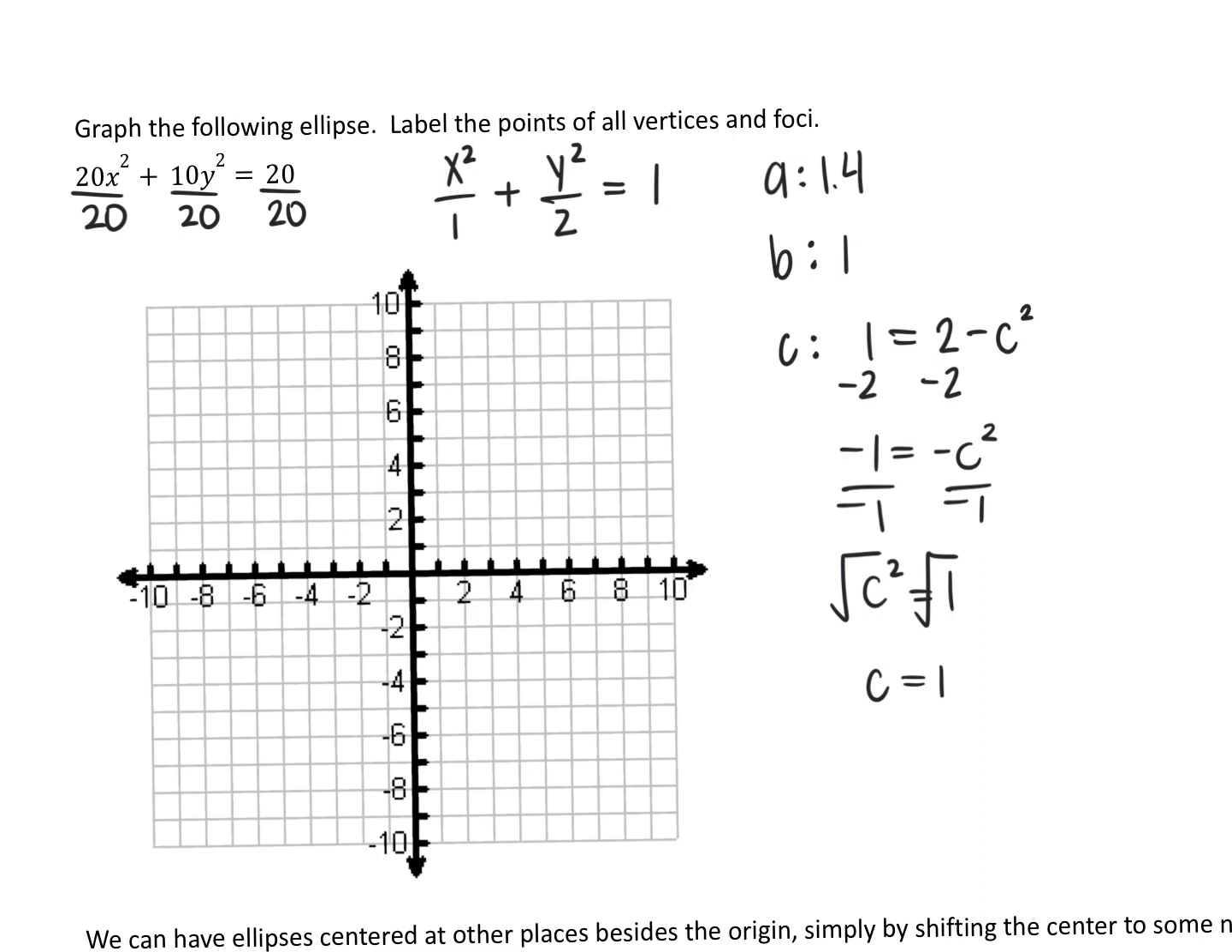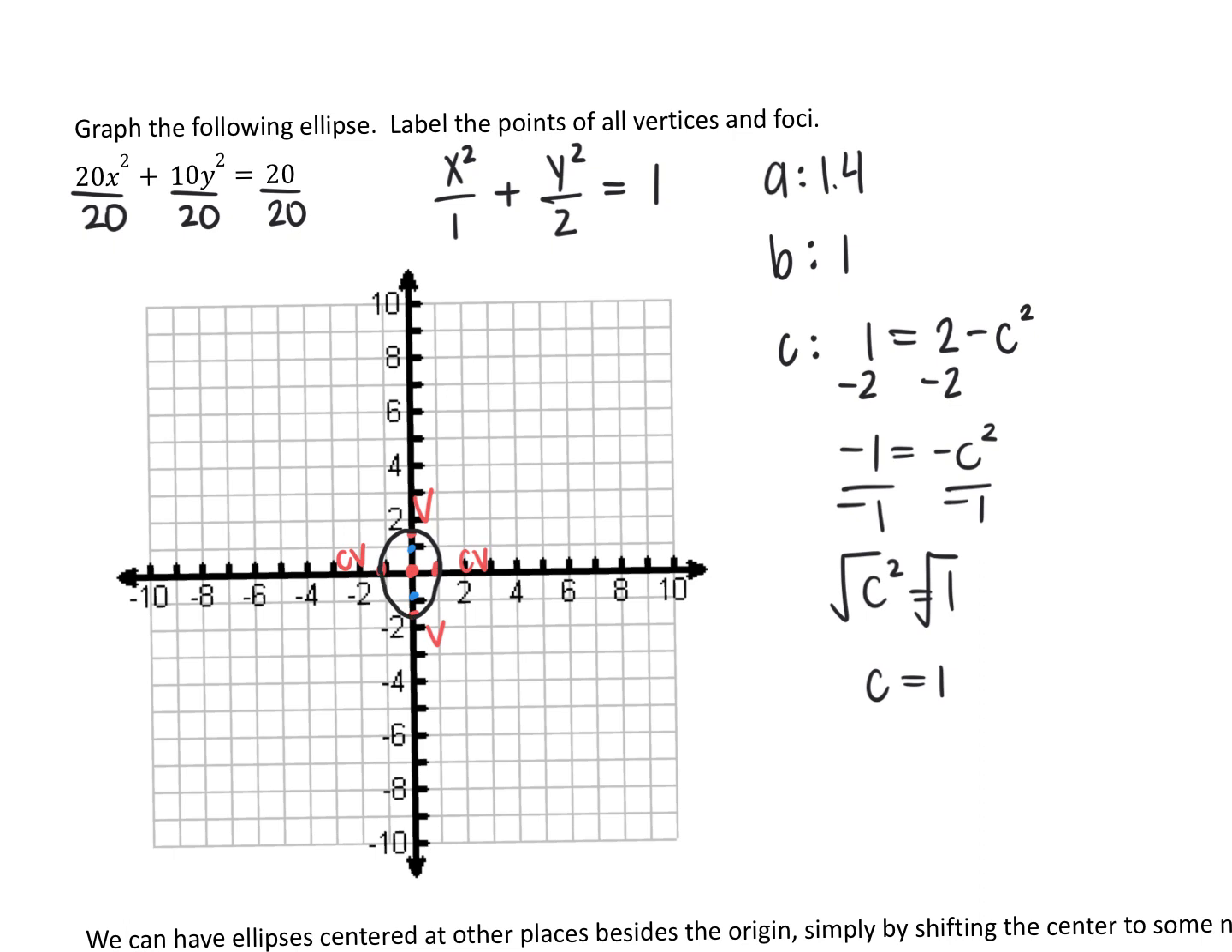So when I go to graph my ellipse, our center is at 0, 0. A is 1.4, and because it's with y, it's going to be along the y-axis. So up 1.4 and down 1.4. So the vertices. B is 1, so you go right 1 and left 1. That gives us our co-vertices. And then our foci, positive 1 and negative 1. So I connect my points.